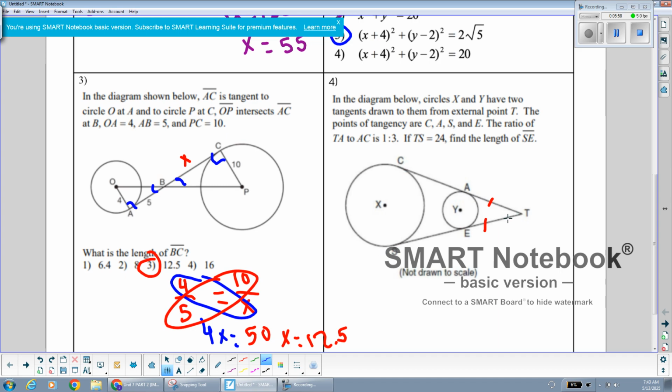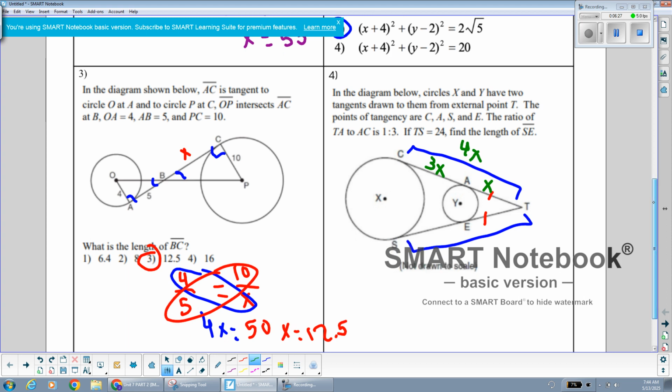CT and ST are both tangent to circle X and they come out of the same point T, so the whole segments are congruent to each other. They tell us the ratio of TA to AC is 1 to 3. So TA is the one part, so I can represent that as 1x or simply just x. And AC is the 3 part, so I can represent that as 3x. So that means 3x plus x, the entirety here is 4x of the segment.